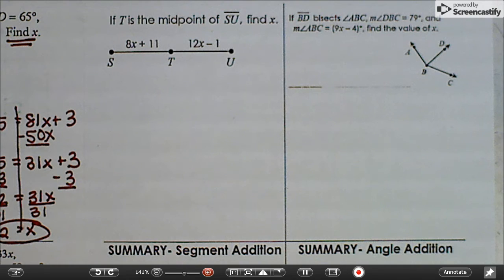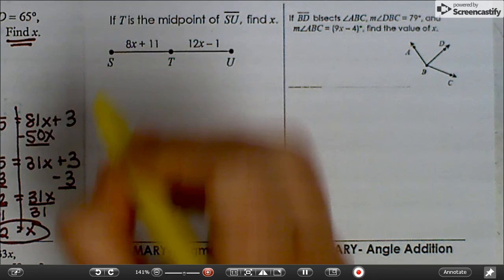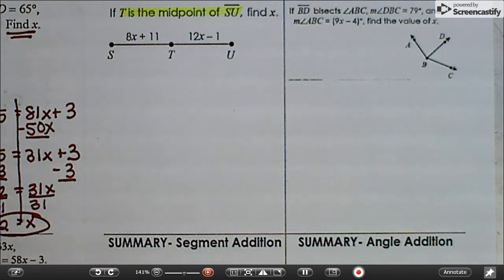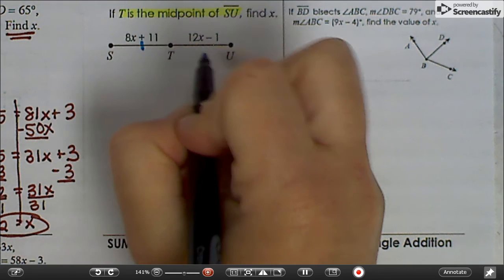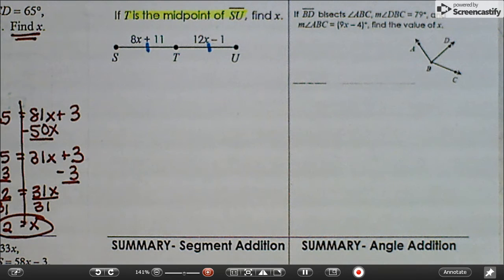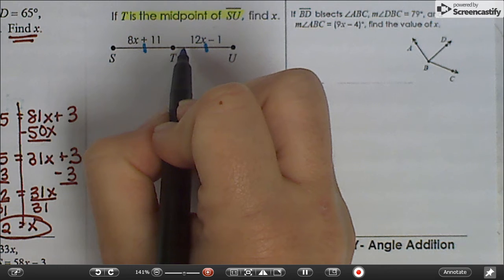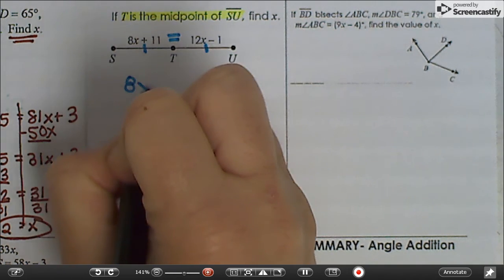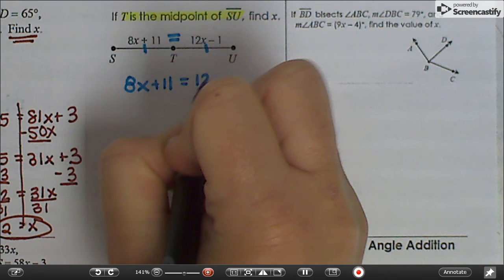This is where it gets to be one step more because you need to decide what's important. If you don't read this, you'll be like, well, piece plus piece, but what's the whole thing? Right? We have nothing to tell us how long the whole thing is in the diagram. But here it says that T is the midpoint of SU. Well, we learned that midpoint means it cuts it in half. So that means that this piece and this piece have to actually be equal to each other because of the word midpoint. So instead of adding them together, we're actually going to make them equal to each other because they are. So 8x plus 11 equals 12x minus 1.